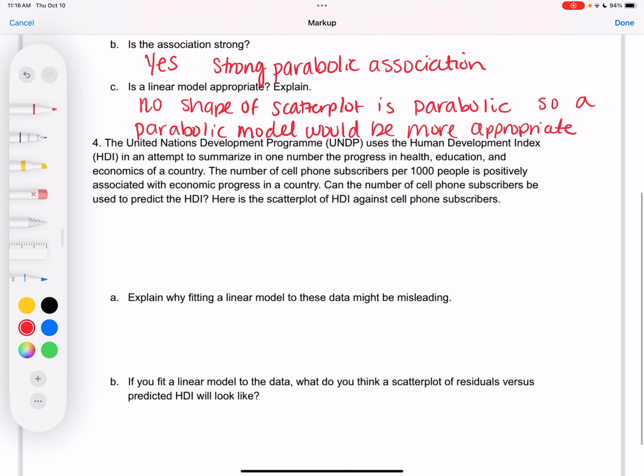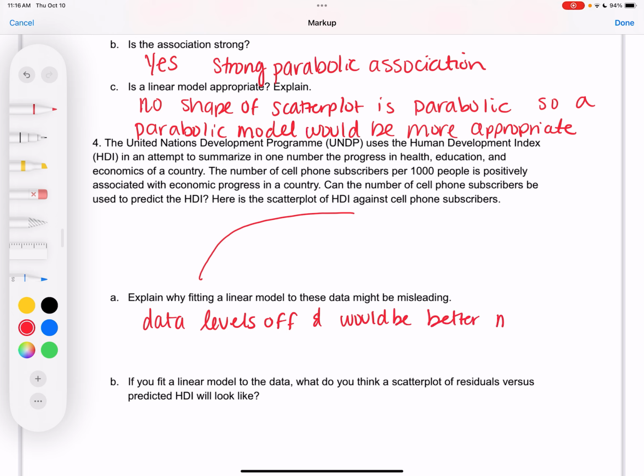So the data levels off. Okay, because it starts out going up and then it kind of flattens more or less. I mean, it obviously still has a slight curve, but it levels off. So that's what it means. The data levels off and would be better modeled by a natural log model.